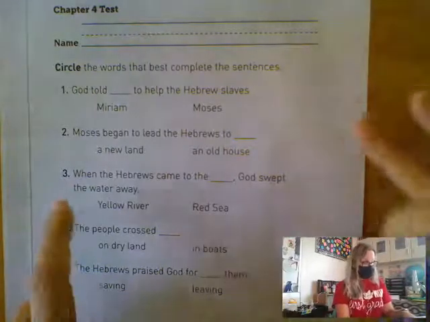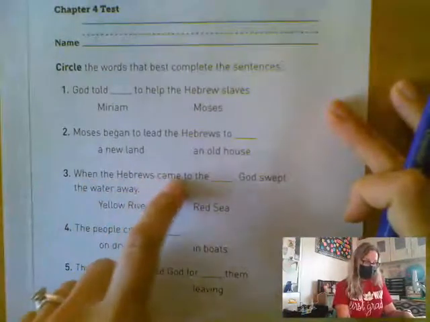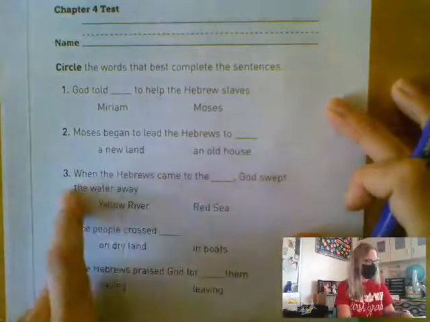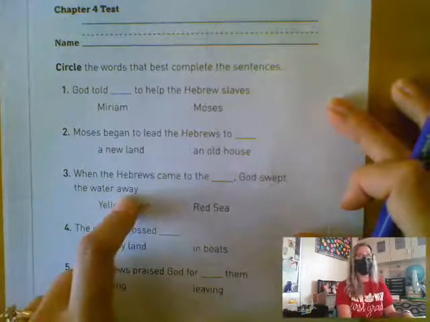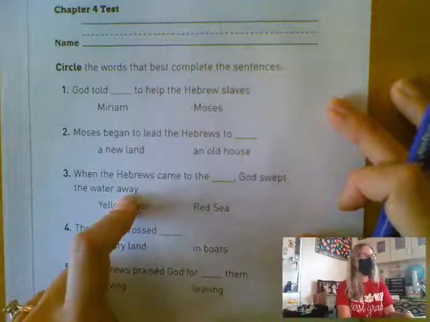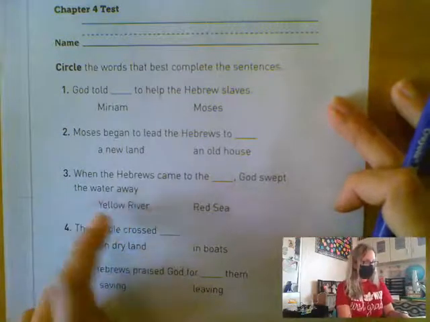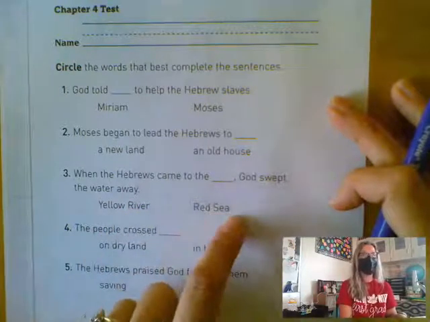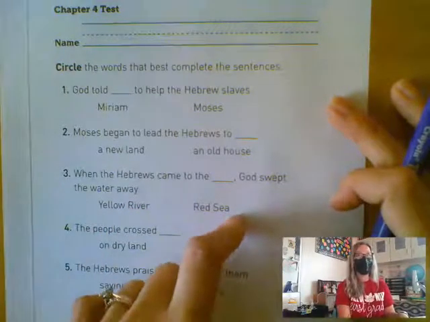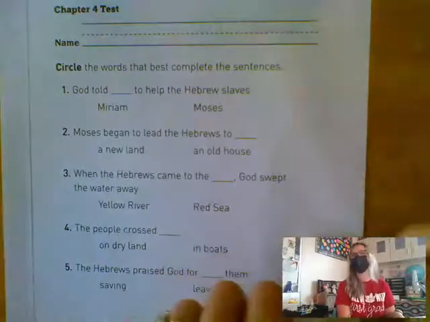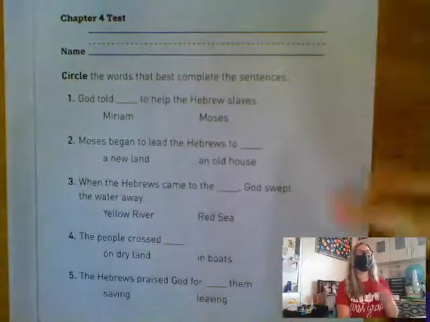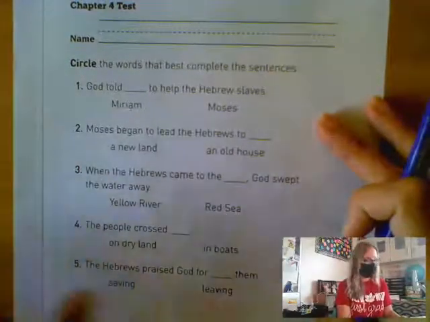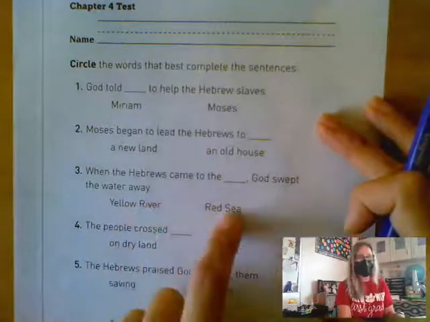Number 3 says, when the Hebrews came to the blank, God swept the water away. What was the name of that water they came to? Was it the Yellow River or was it the Red Sea? Remember we talked about it, the water wasn't really this color. It was just the name of the body of water. Was it the Yellow River or the Red Sea?